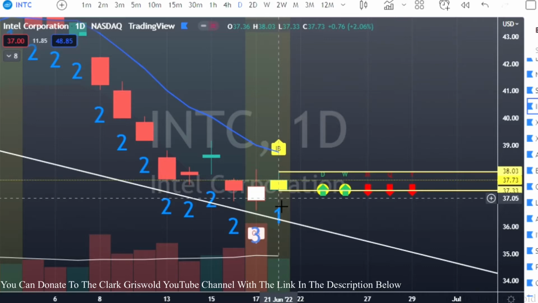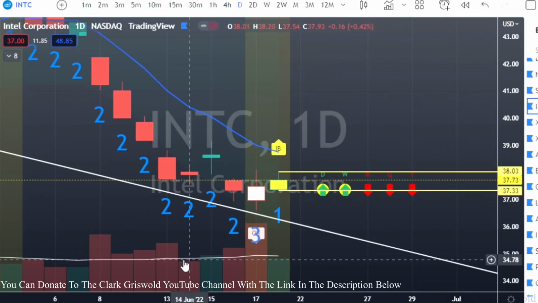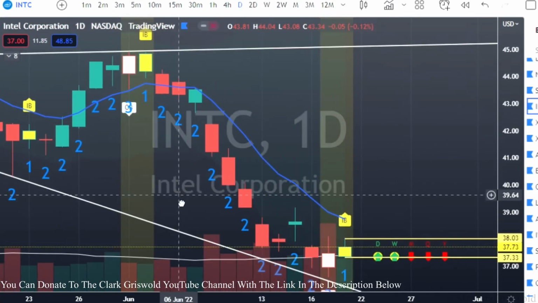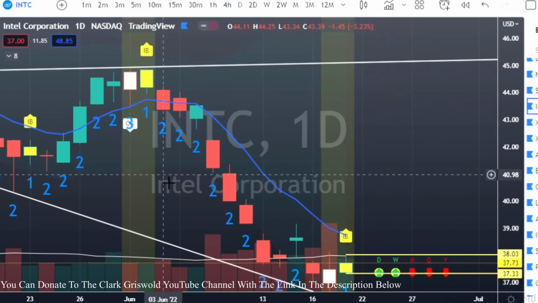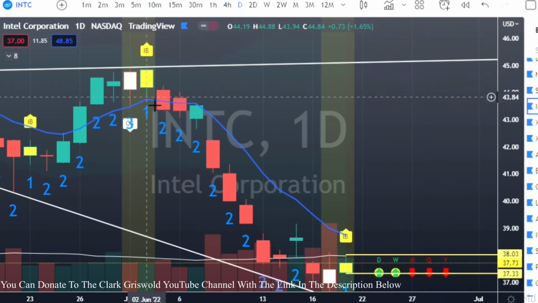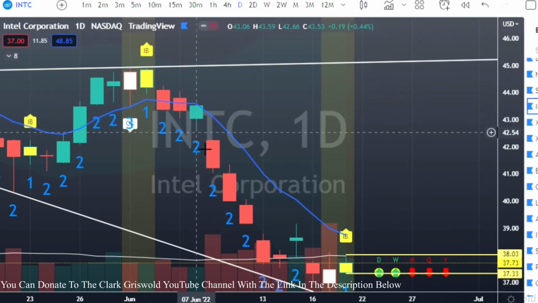And when you let go of that thing, it explodes in one direction or the other, okay? So this 3-1 setup, this pattern, is very, very rare. It doesn't happen very often. If we go back in time and backtest to see what this looks like, we have these big drops off of this outside inside bar on INTC, this huge, huge drop.